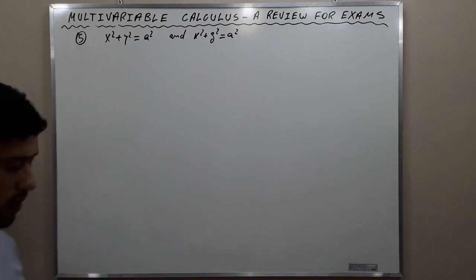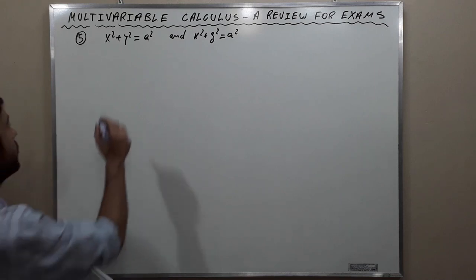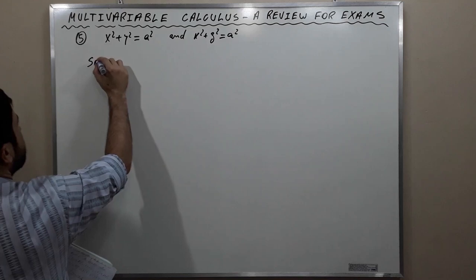Exercise 5 now. Find the volume of the solid bounded by the cylinders x squared plus y squared equal to a squared and x squared plus z squared equal to a squared. All right, let's understand it. Let's understand what we are integrating.